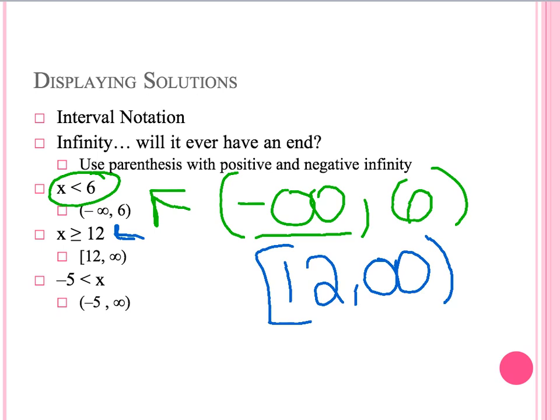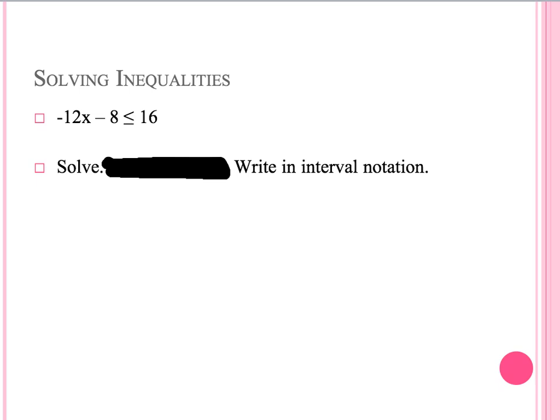Our last example, -5 is less than x. We know that -5 will need a parenthesis because it is less than our x. Also, since x is greater than -5, it will be going off into positive infinity. Whenever we have infinities, we must use a parenthesis. These are just some examples of how we can write our interval notation.